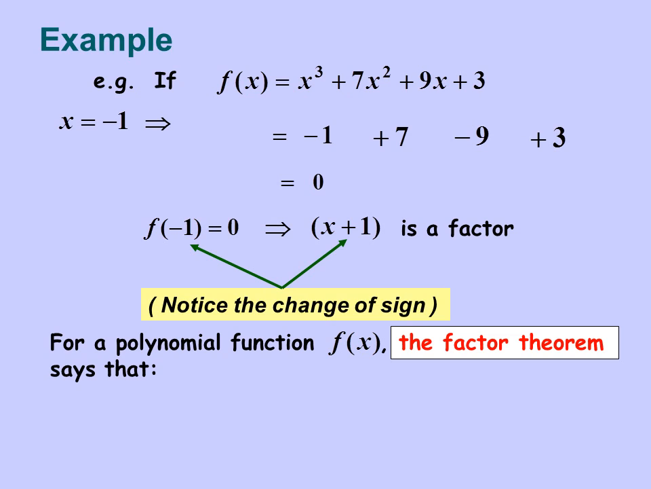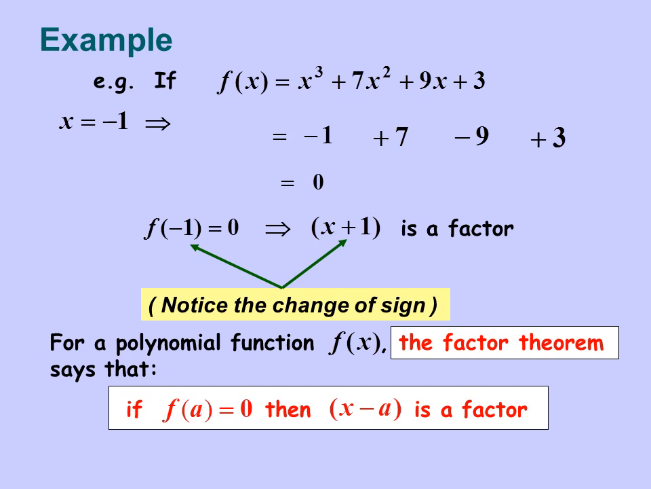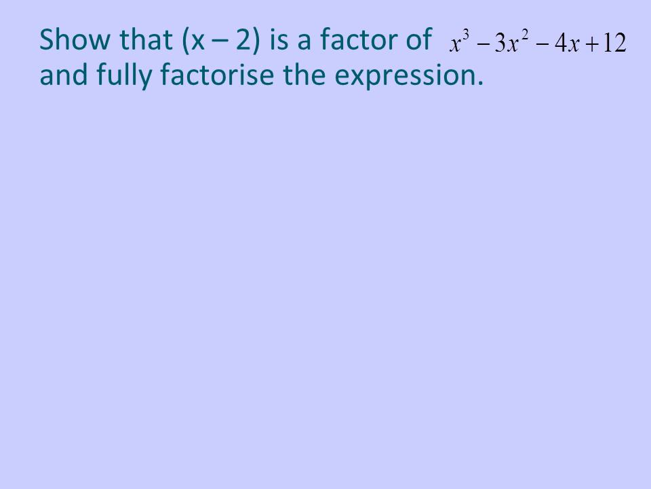For a polynomial function f of x, the factor theorem says that if f of a is equal to 0, then x minus a is a factor. Let's look at a question. Show that x minus 2 is a factor of x cubed minus 3x squared minus 4x plus 12 and fully factorize the expression. I could perform long division, and provided there were no remainders, it would prove that x minus 2 is a factor.